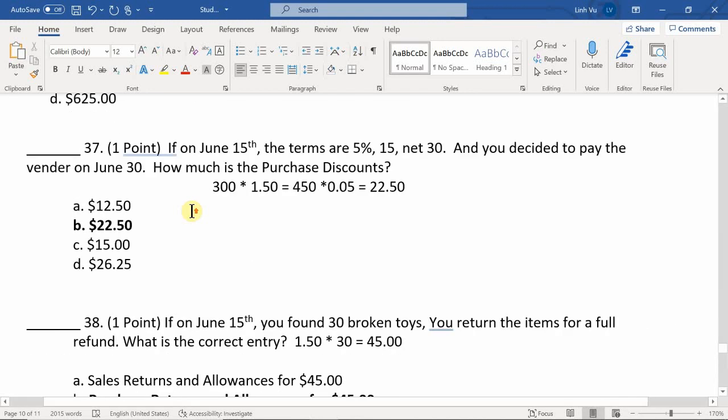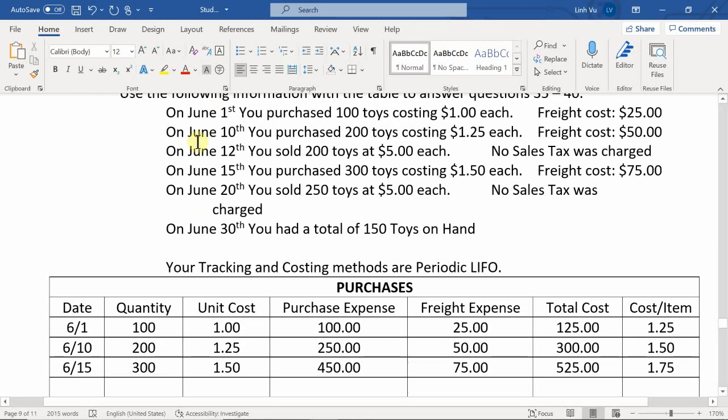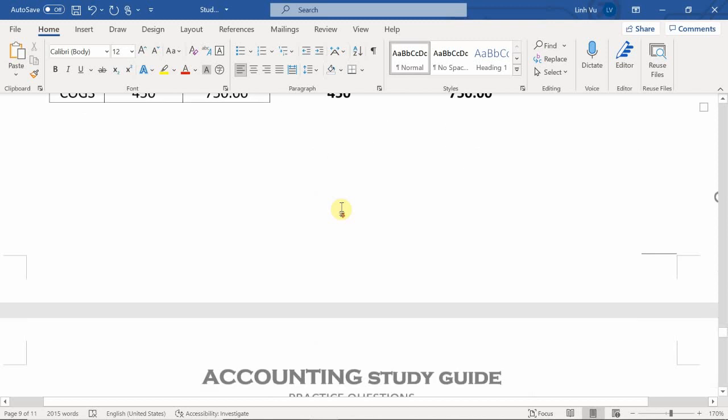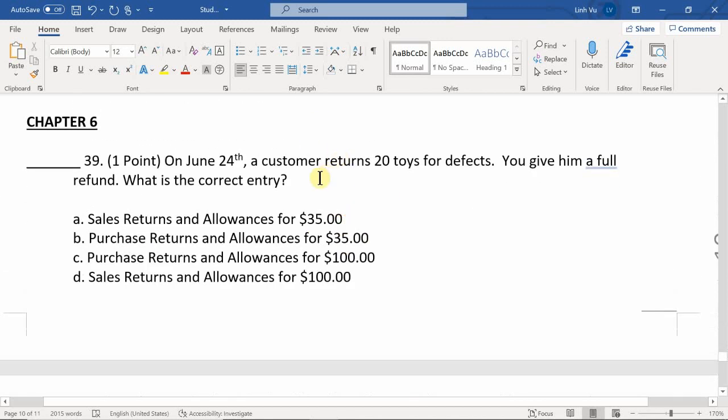So let's take a look at how much we sold it for. On June 20th, you sold 250 toys at $5 each, no sales tax. So each toy is $5. If I am giving my customer a full refund for a total of 20 toys, what's 5 times 20?